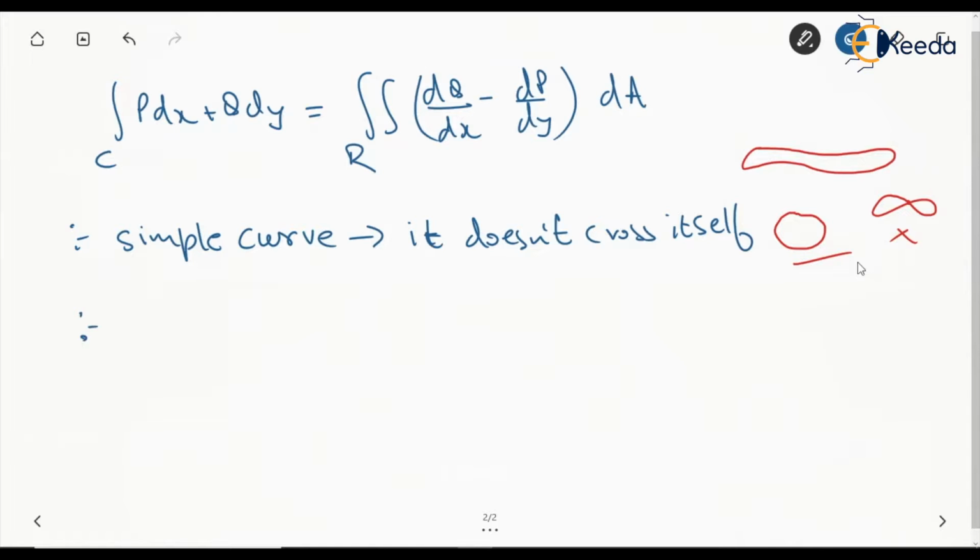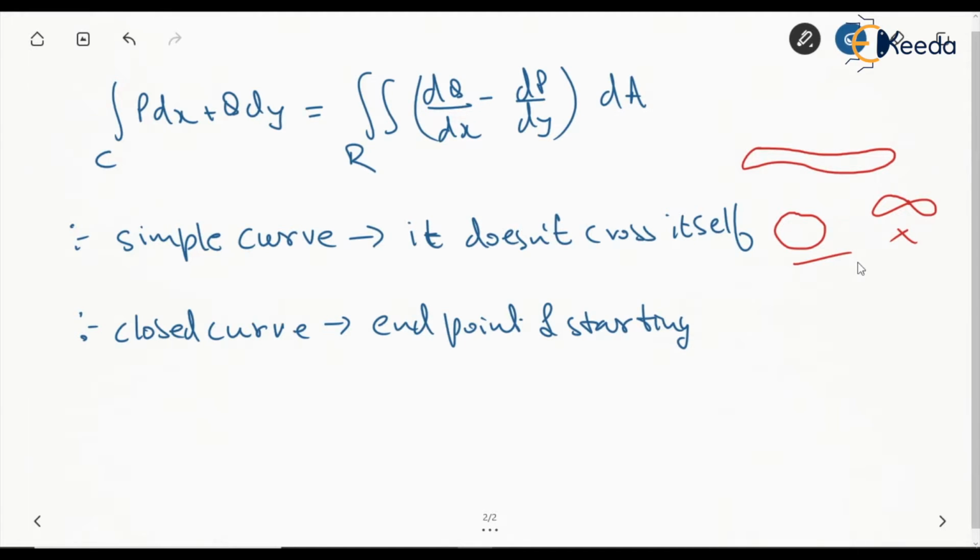Secondly, closed curve. This means the end point and starting point are the same. This point doesn't need much clarification. If you start from here and go round and round, you come up to this point again, right? Then only this curve gets completed.